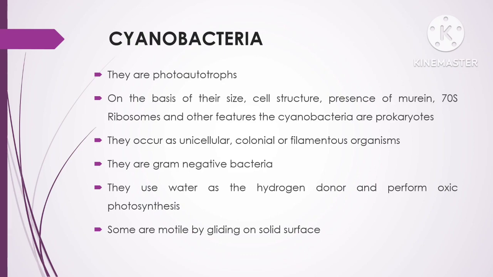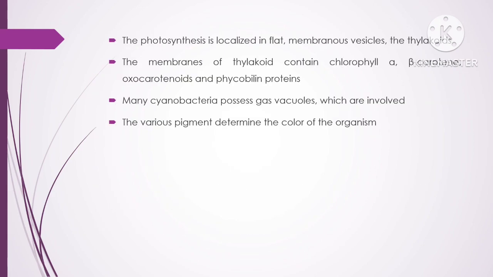In cyanobacteria, some are motile by gliding on solid surfaces. Photosynthesis takes place in flat membranous vesicles called thylakoids. The membranes of thylakoids contain chlorophyll A, beta carotene, oxocarotenoids, and phycobilin proteins. Many cyanobacteria possess gas vacuoles. The color of the organism is determined by various pigments.